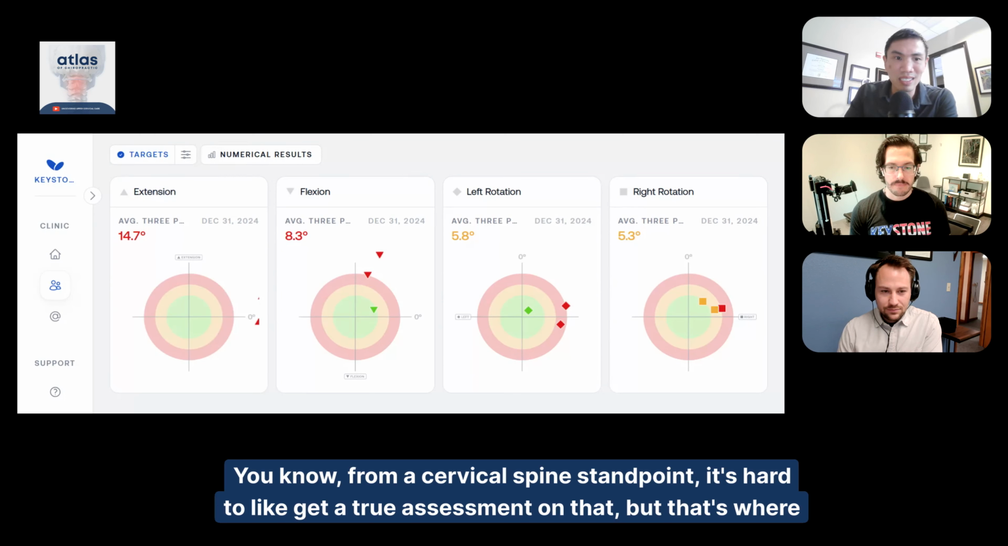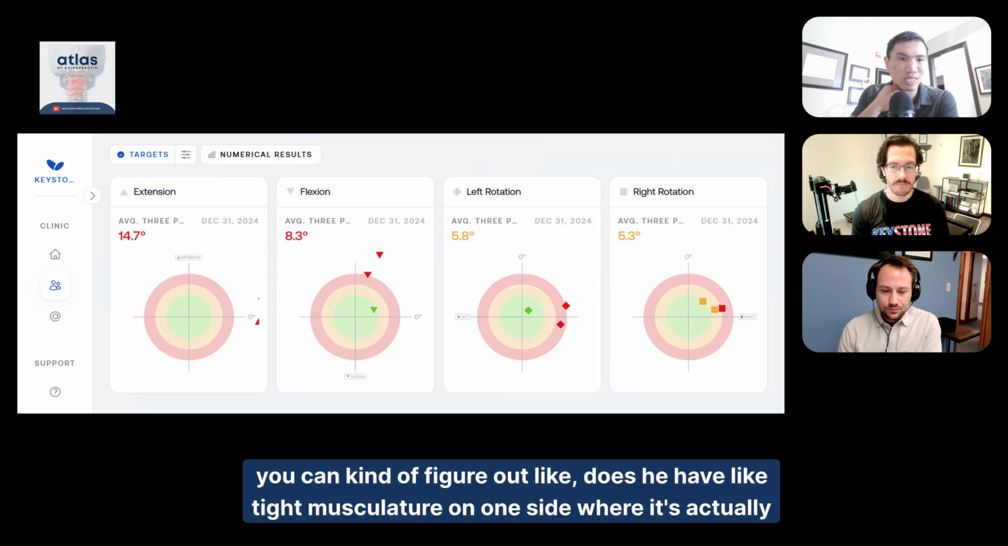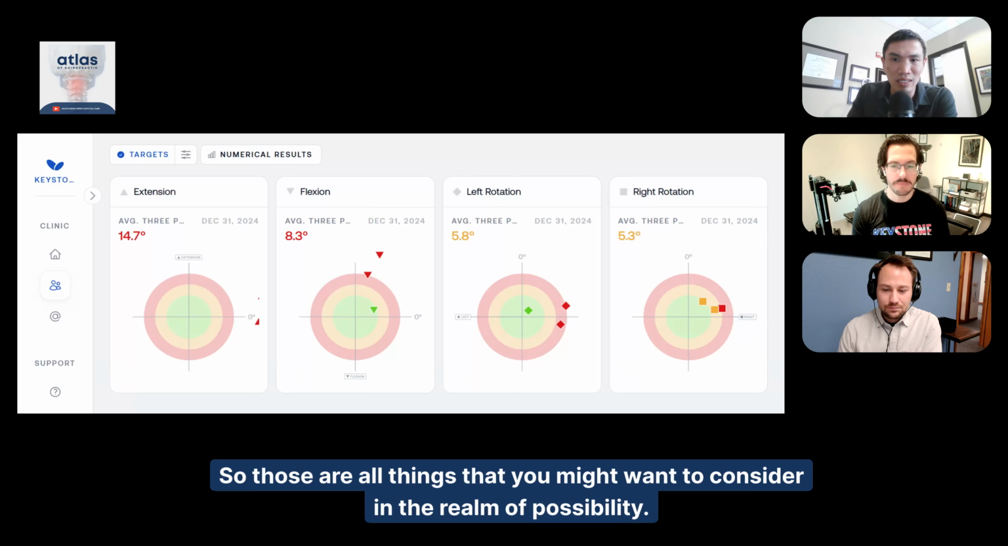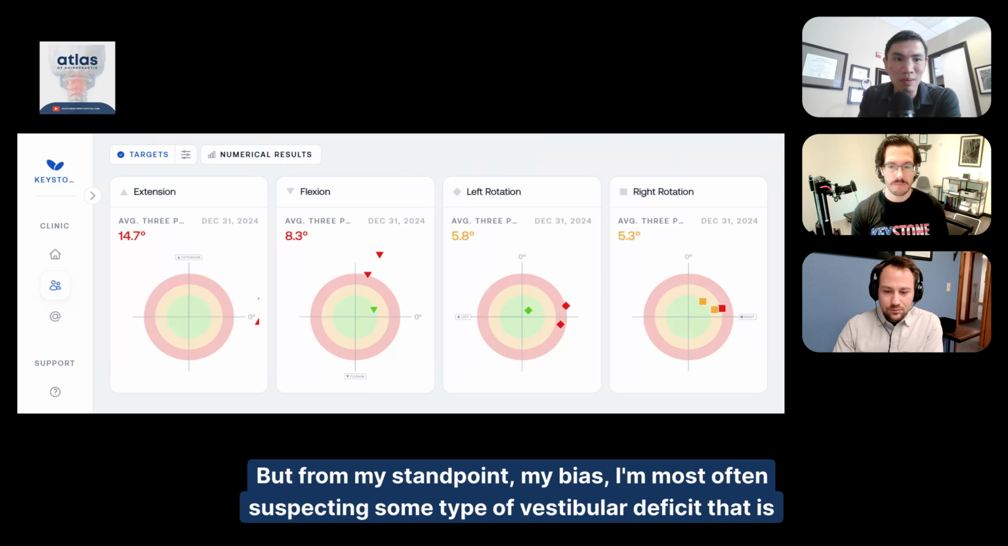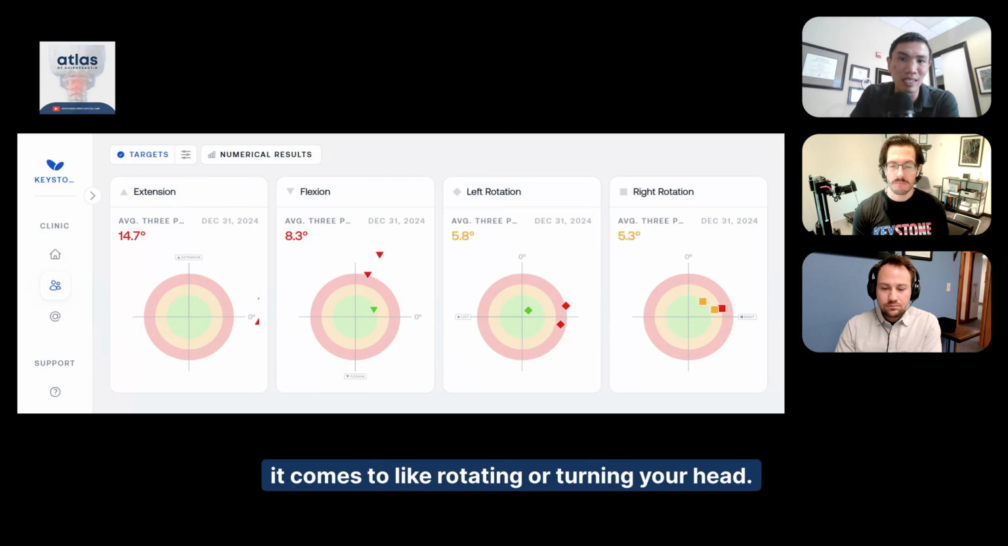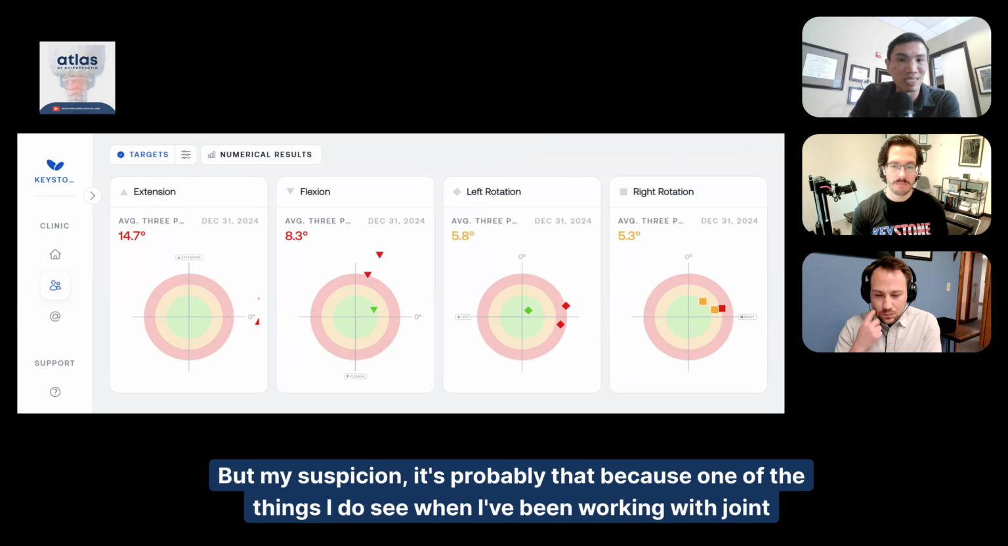From a cervical spine standpoint, it's hard to get a true assessment on that, but that's where you could try and figure out, does he have tight musculature on one side where it's actually pulling him towards that side? So those are all things that you might want to consider in the realm of possibility. But from my standpoint, my bias, I'm most often suspecting some type of vestibular deficit that is probably pointing him in one direction, since that has quite a powerful effect on head repositioning when it comes to rotating or turning your head. I don't have enough data to say that for sure, but my suspicion is probably that.